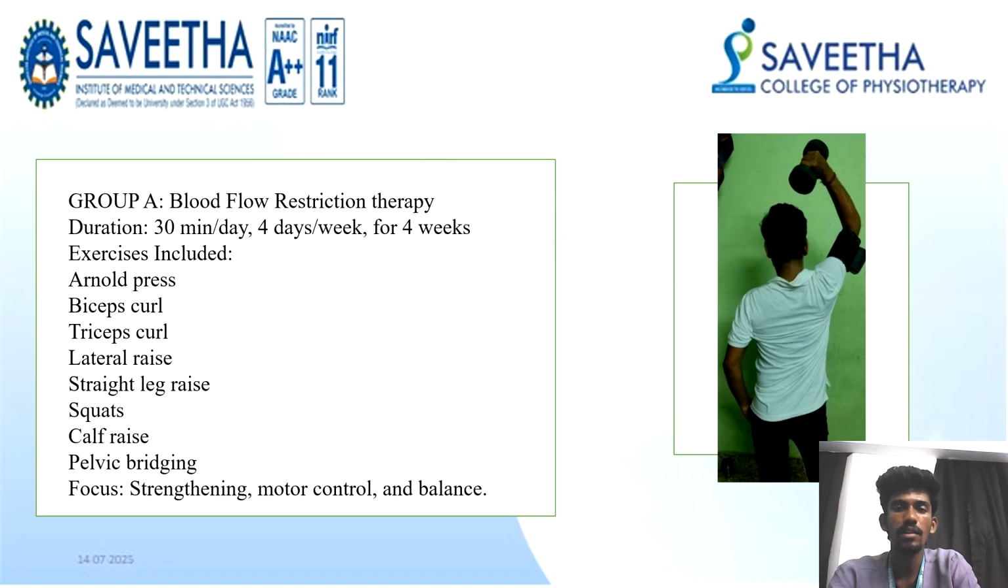Now, protocol details: duration 30 minutes per session, frequency 4 sessions per week, total duration 4 weeks. Now, exercises included in these patients using BFRT. The exercises are Arnold press, bicep curls, tricep curls, lateral raises, SLR, squats, calf raise, and pelvic bridging. These exercises were selected because they involve major muscle groups important for glucose metabolism, are safe to perform under BFRT even with light weights, and support muscle endurance, joint stability, and functional strength.